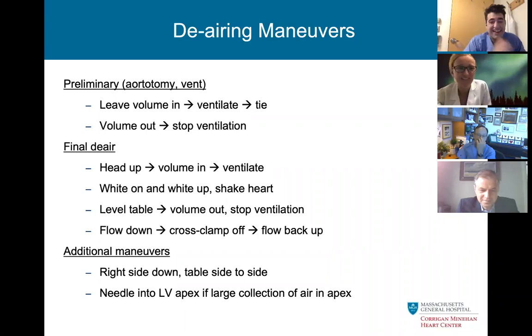I've seen both ways done, but if you think about it this way, head up, volume, and ventilate, make sure the vent is on and the vent is up so that the air rises and gets out through the vent. You can shake the heart, shake the table, ask them to get the volume out and stop ventilating, and then bring down the flow. Cross clamp can come off, and then you can get the flows back up.